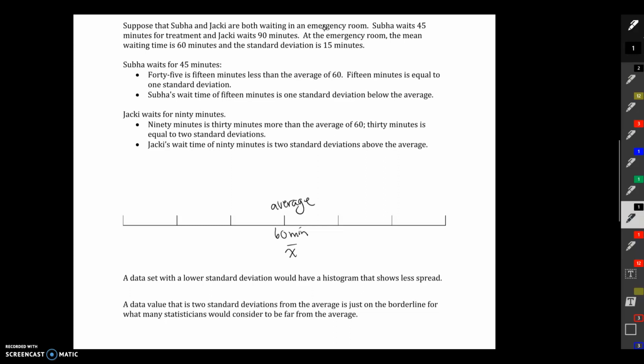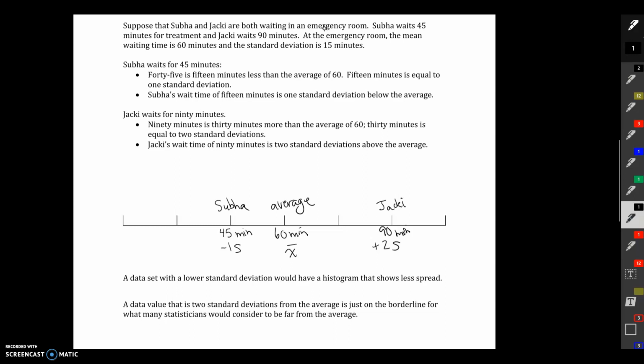Okay? And then we can think about how long somebody waits in terms of how many standard deviations they wait. So Suba waits 45 minutes. That's 1 standard deviation less than the normal time. Right? Jackie waits 90 minutes. 90 minutes is 2 standard deviations more than the average time. Okay.